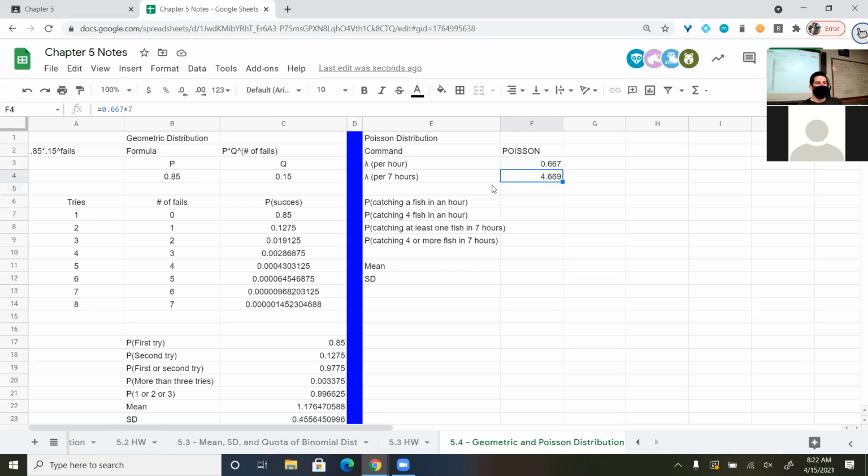Now I do this because the problem is living in the world that we are on a 7-hour trip. So when I use my lambda, I have to use this 4.669 number, not the 0.667 number, because all the questions in the problem are dealing with a 7-hour fishing trip, not a 1-hour fishing trip. So what's the probability of catching a fish in an hour? So that means I'm going to use this lambda. So to do this command, I'm going to start typing in the Poisson distribution.